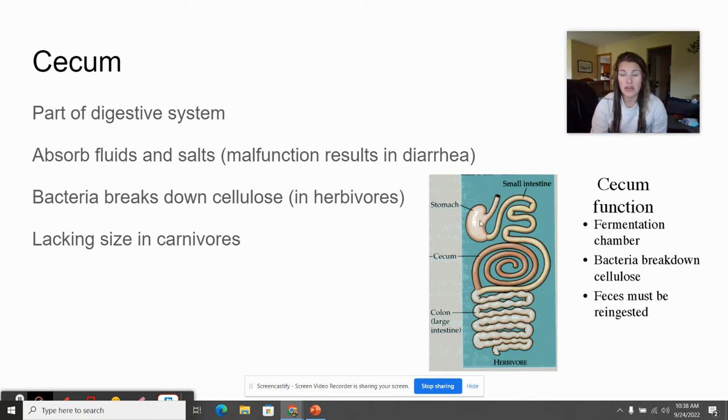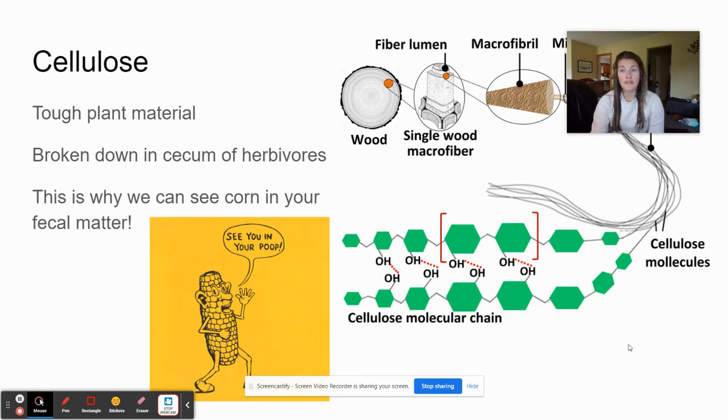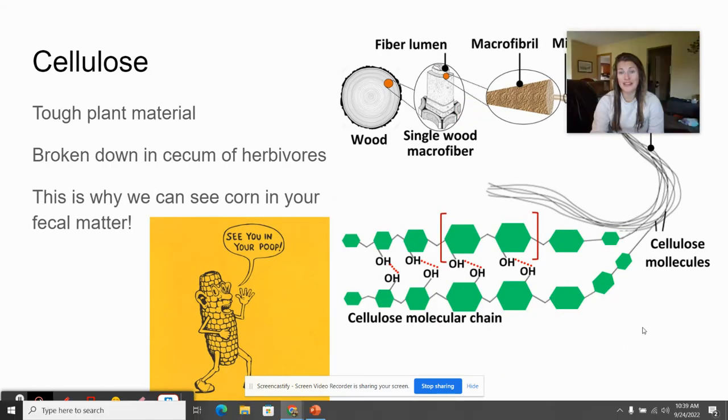So in this picture down here, we have the stomach, small intestine, and then if you see this little loop thing, or actually big loop thing, that is the cecum in this digestive tract. We, as omnivores, so that means that we eat both plants and animals, actually have a very little cecum. I'm going to show you guys a picture of it on one of the next slides. But first, we need to talk about what cellulose is.